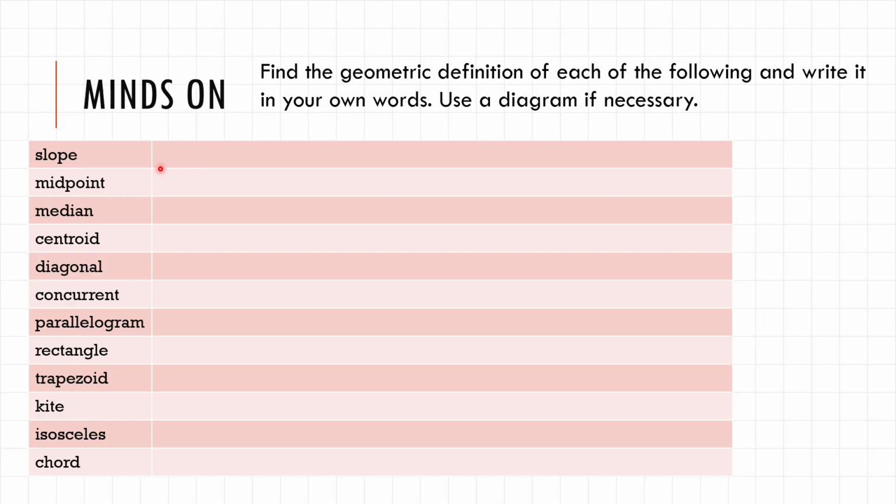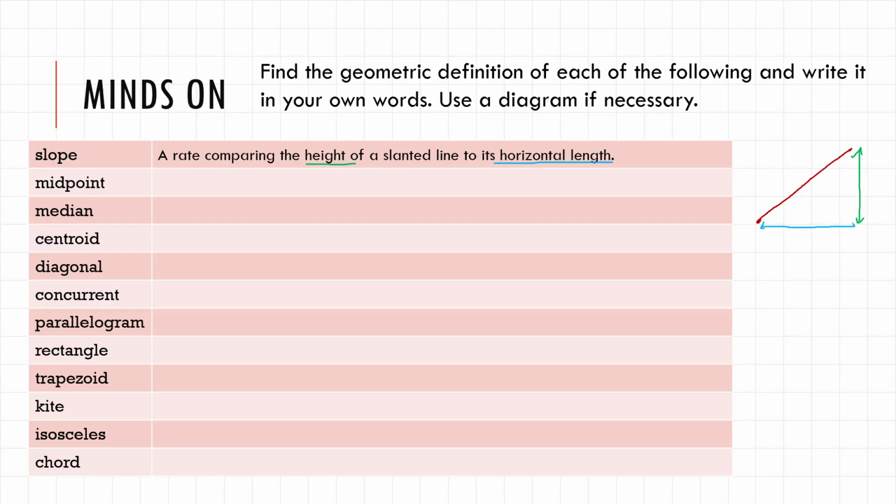Okay, well, for me, the slope of a line is a rate comparing the height of a slanted line. So let's say I've got a line that goes like this. I want to compare its height, which might be this distance right here, to its horizontal length, which might be this distance right over here. For me, that rate is the slope of a line.